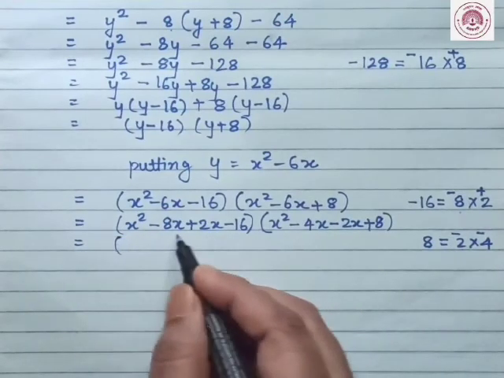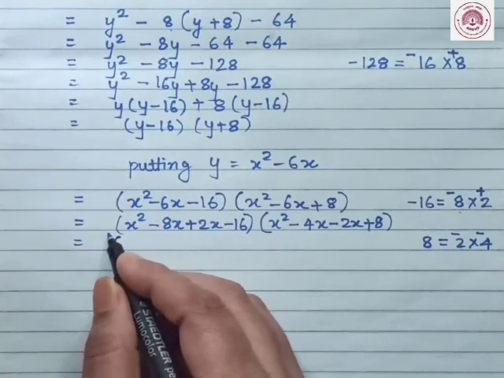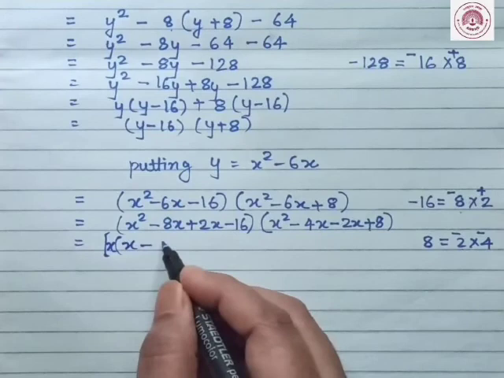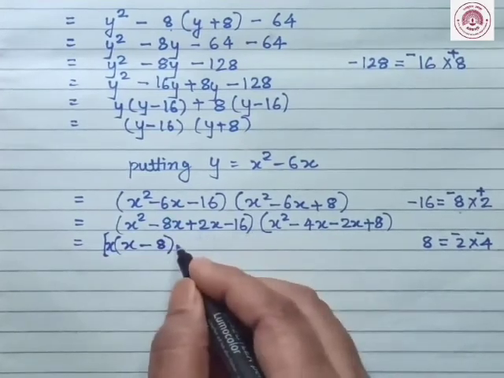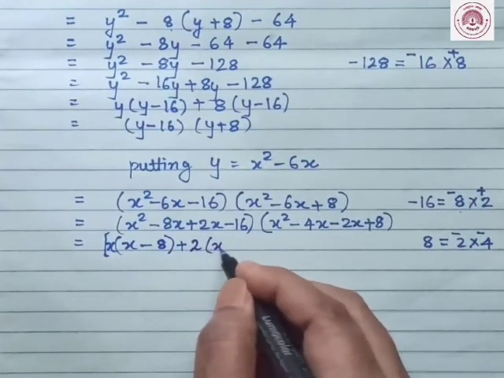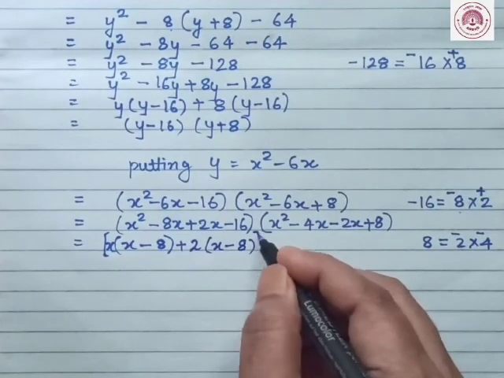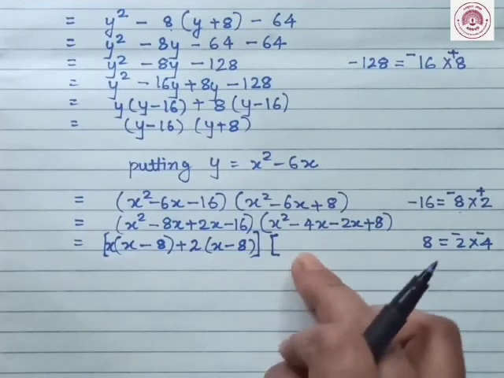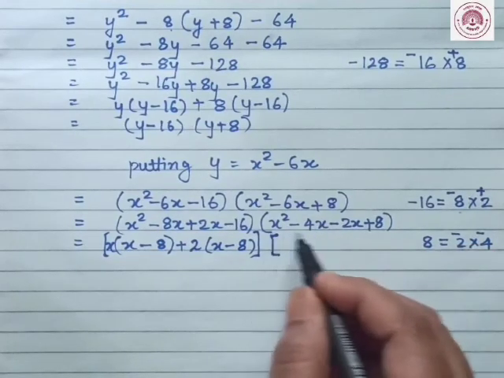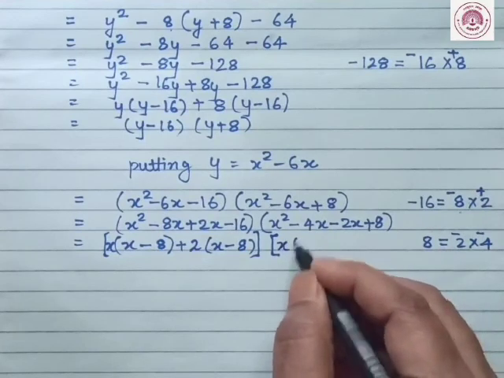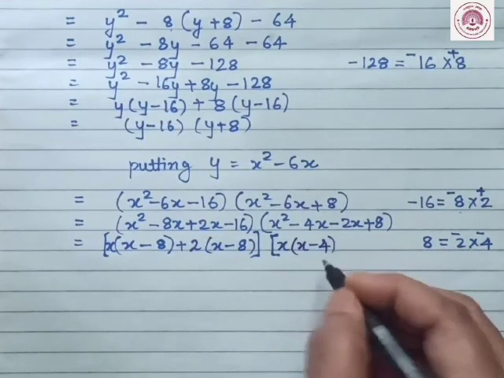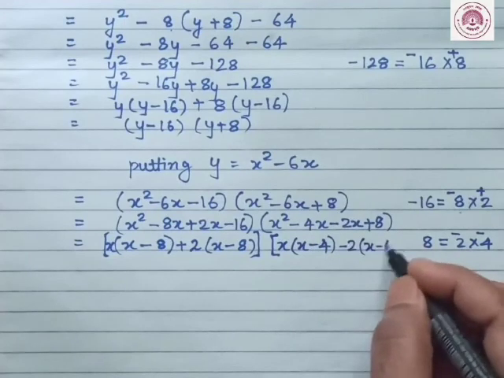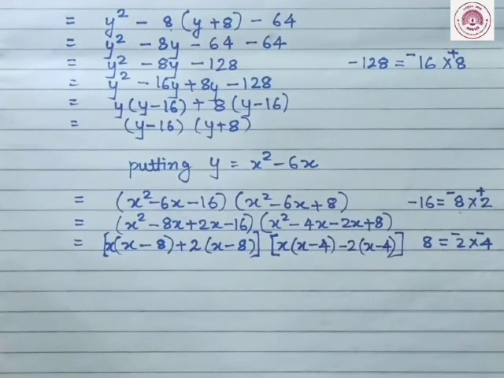What is common here? Here x is common. Inside bracket we'll have x − 8, right? And here +2 is common. Inside bracket we'll have x − 8. Now for the second quadratic polynomial, here what is common? x is common. So x, in bracket we'll have x − 4. Here −2 is common. In bracket we will have x − 4.